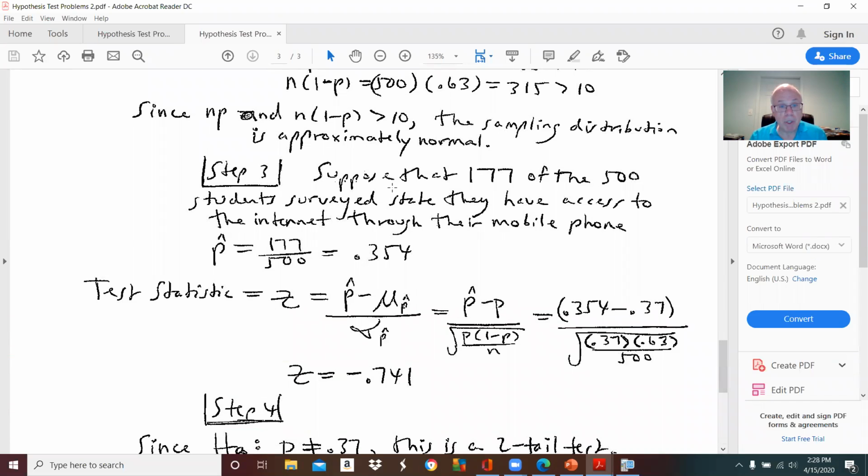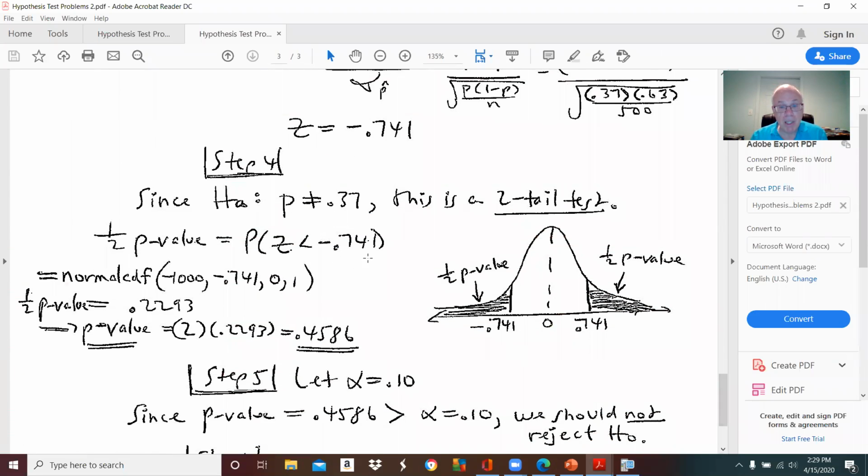Step 3 is we're going to calculate our sample proportion. And they didn't give you sample data here because they didn't ask any of this. I'm actually developing an entire problem here that wasn't asked in the textbook. So suppose that 177 of the 500 students surveyed state that they have access to the internet. If we divide these two numbers, we get our sample proportion. Suppose we plug that into our test statistic, and we get negative 0.741 as our test statistic.